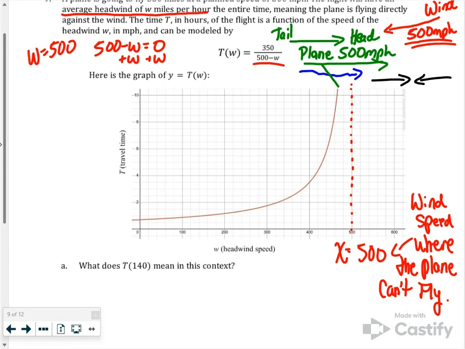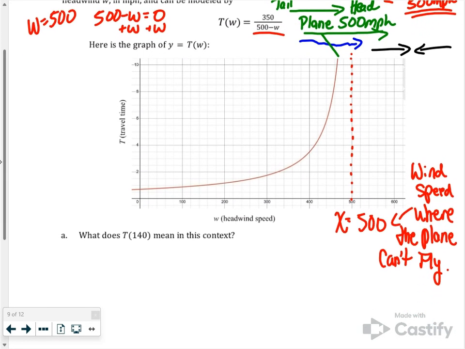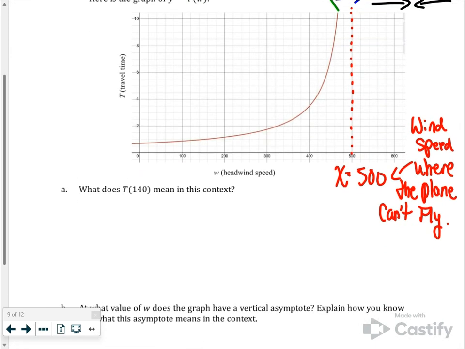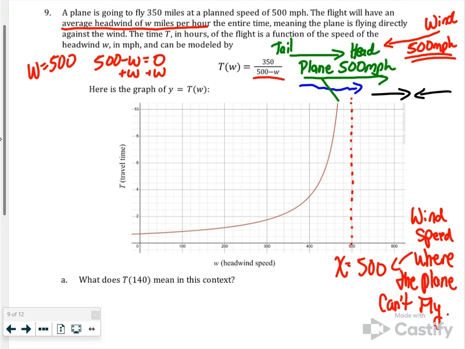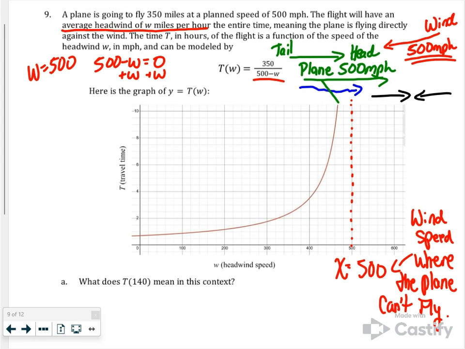So I know this application is a little bit strange, but that's really what they're saying, is that if the wind is stronger, then our travel time is going to be much longer, okay? So it's important to pay attention to variables here, right? They say that the headwind is W and the time is T in hours of the flight.